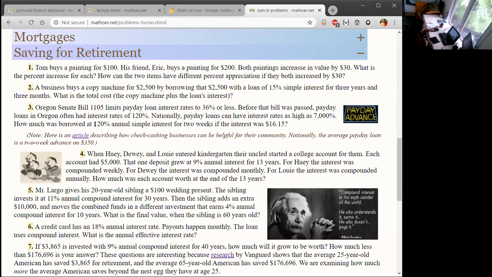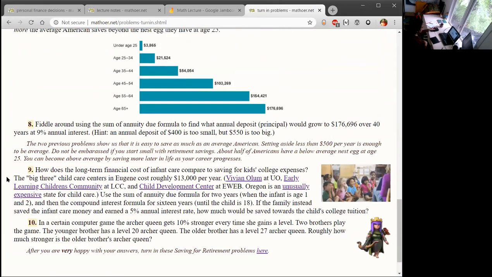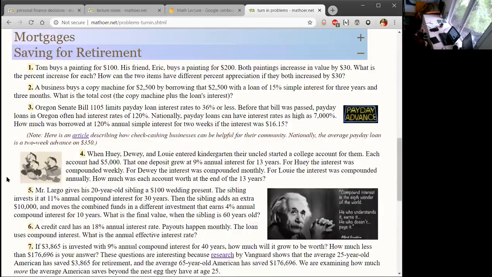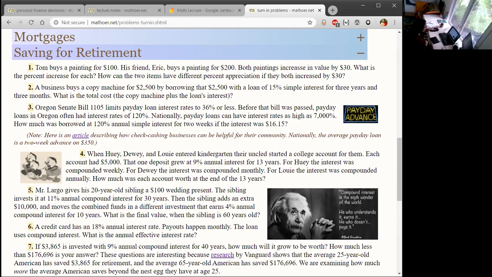Okay, saving for retirement problems to turn in. We've done a lot of these, but not all of them. And some of them on purpose I have given you a sort of hint or head start on, but not done all of them. Is there one of these that you want me to do out in its entirety? Look at number 7. Let's do number 7.